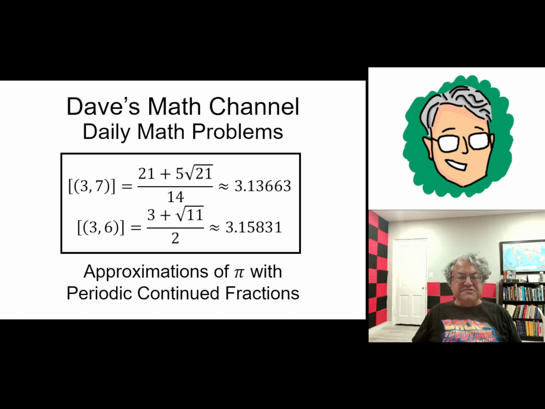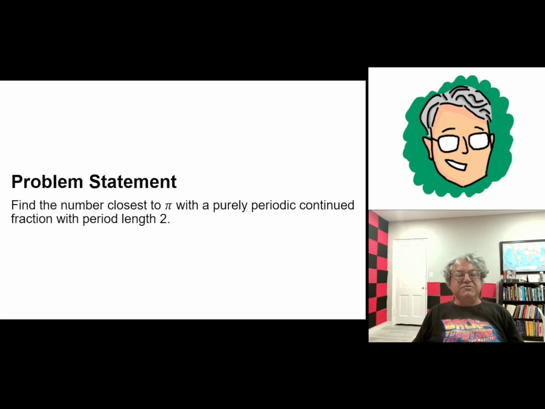I'm your host, David Tare, and I'm doing a solution to another daily math problem I posted a few days ago. This one involves approximations of pi with periodic continued fractions. I show a couple of examples above. So anyway, let's begin. Here's the specific problem.